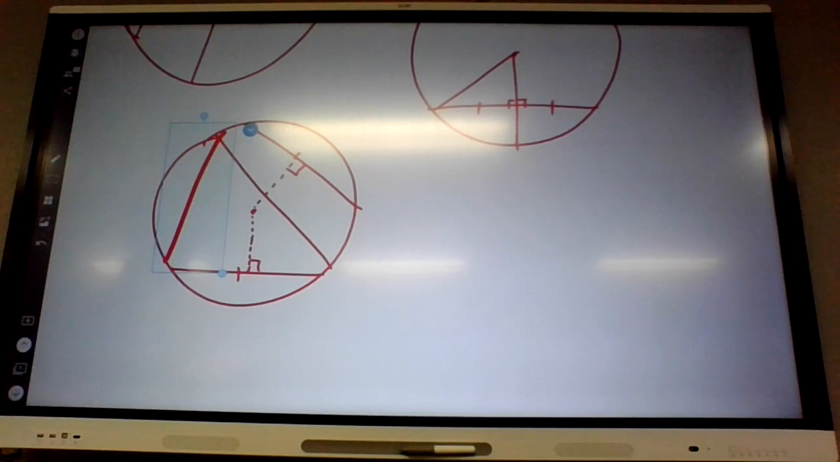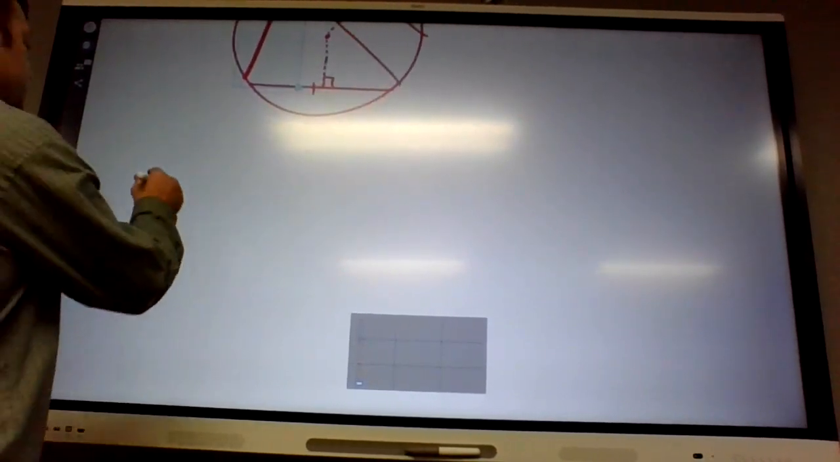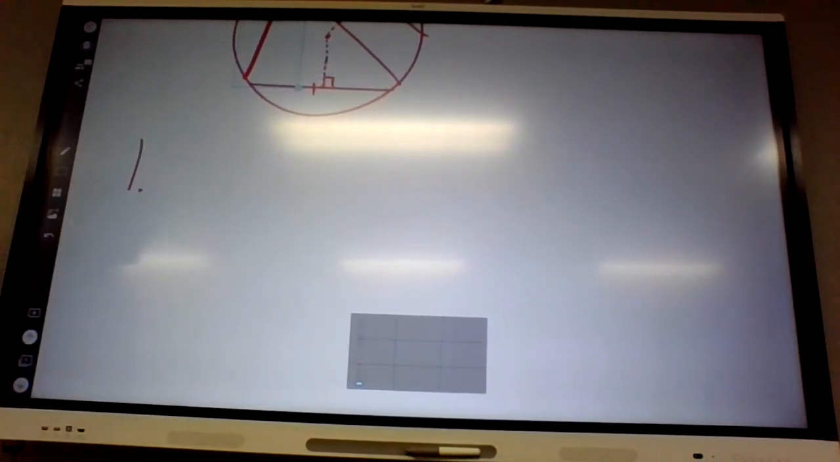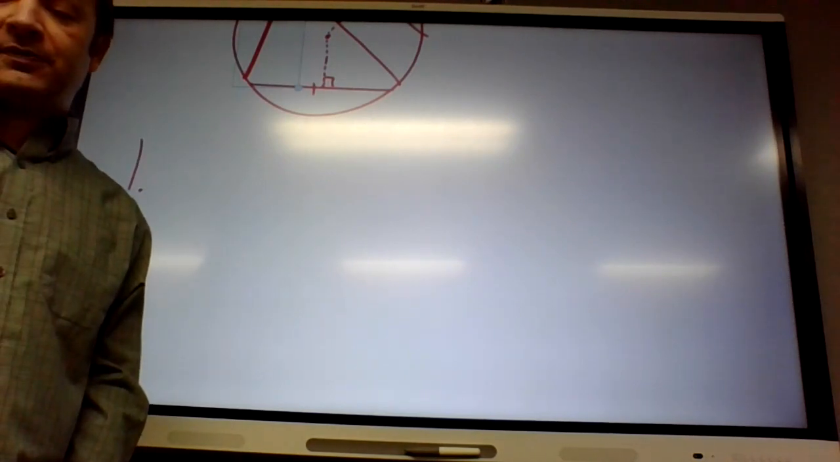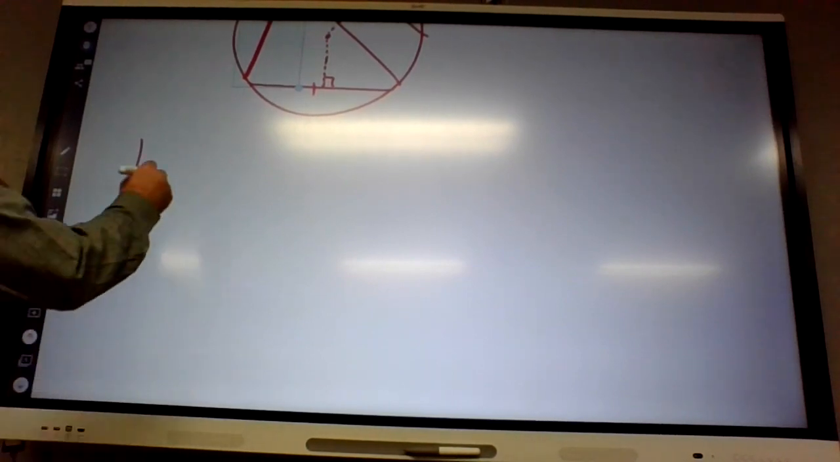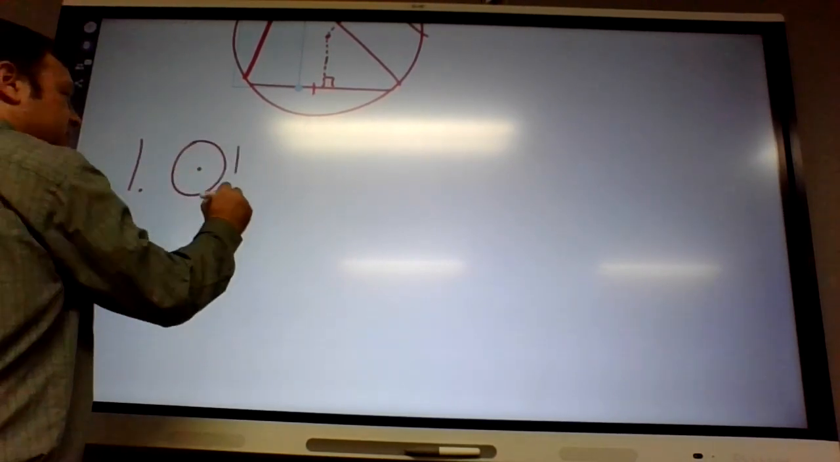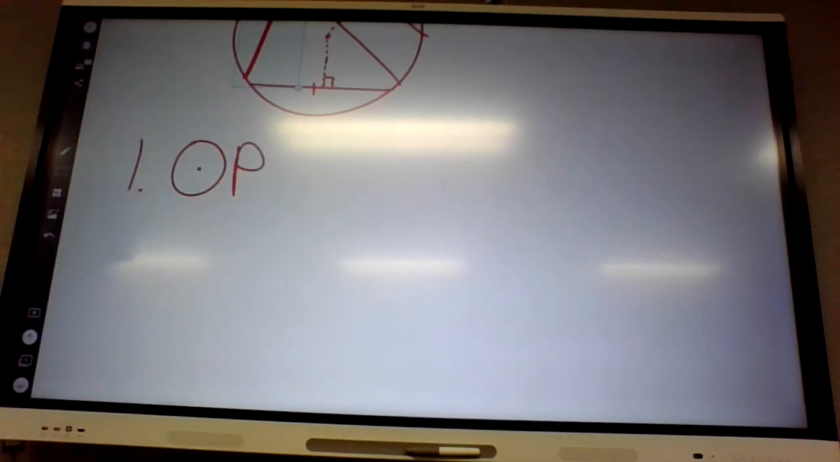Number 1. Name the circle. Okay, I don't think I mentioned this. The circle is named by its center. So what's the center of circle P? Well, it's kind of in the directions. There is a circle symbol. It just looks like a circle with a dot in it. So that's circle P.